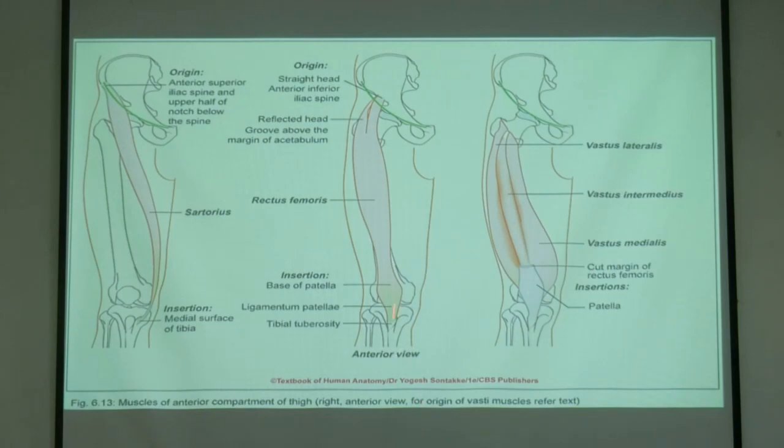And this ligamentum patellae, attaching at the apex of the patella, is a continuation of the quadriceps femoris. Now these are the three vasti muscles: vastus medialis, vastus intermedius and vastus lateralis. Okay, the origin of them we will discuss individually.